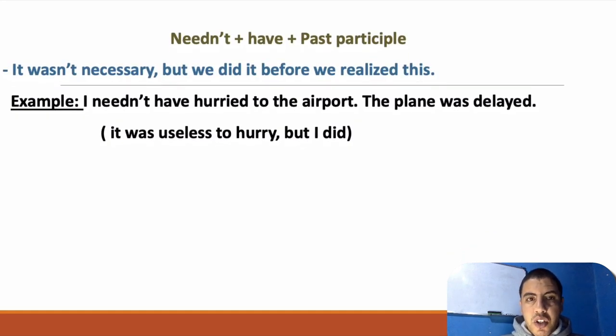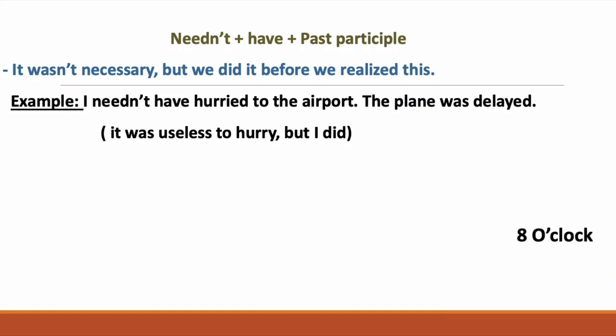Okay, so the first modal perfect is needn't plus have plus past participle. So we use it for an action which was not necessary, but we did it before we realized this. Before we realized what? Before we realized that the action wasn't necessary. Example, let's suppose that today I have a flight because I'm going to travel by plane, right? So I woke up at 8 o'clock, and when I woke up at 8 o'clock, I found out that it is too late for me because I have the flight at 9 o'clock.